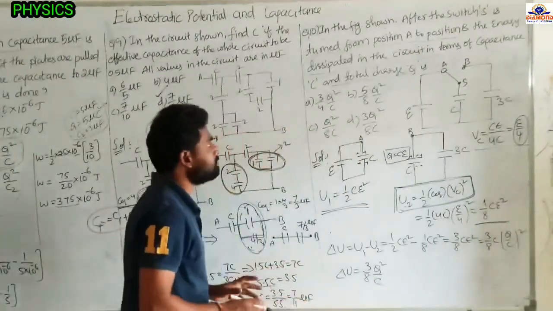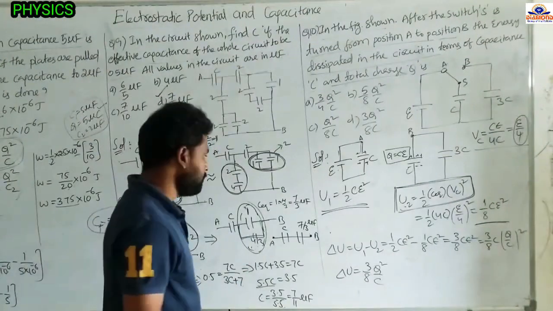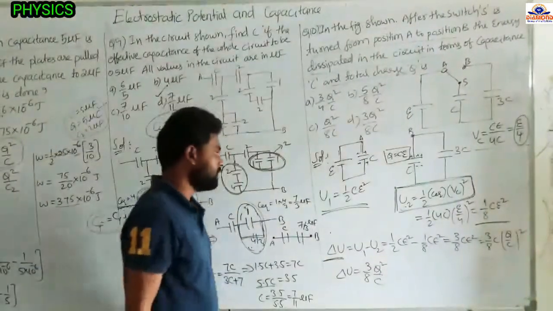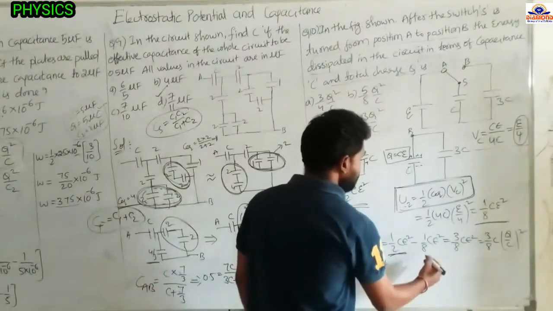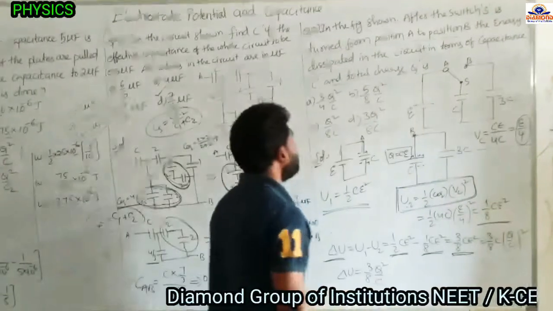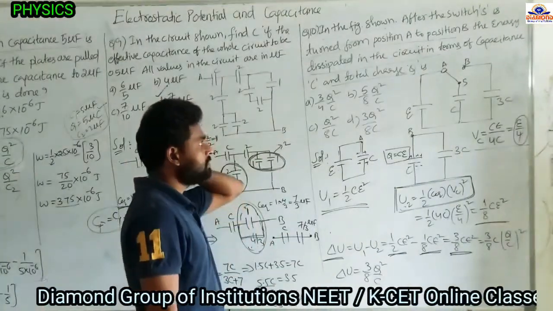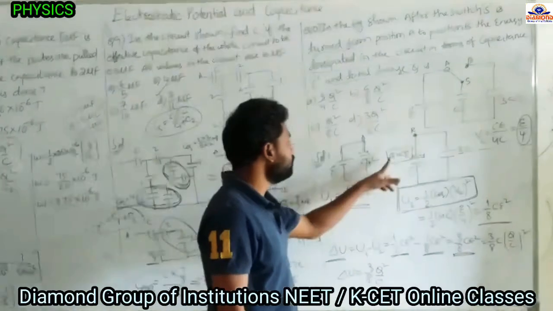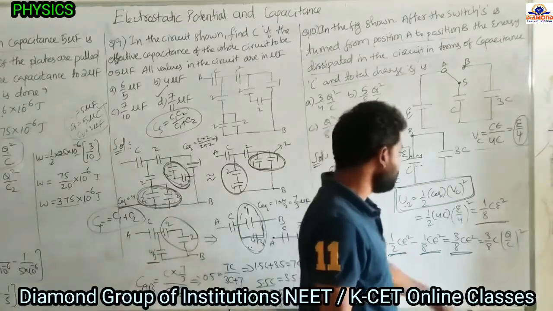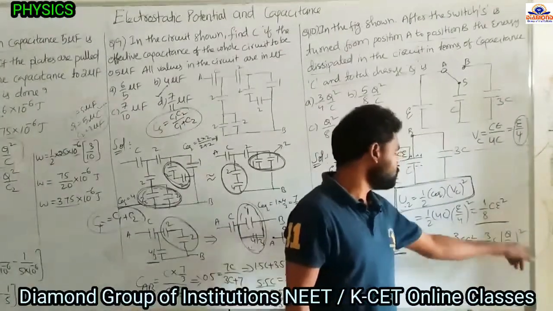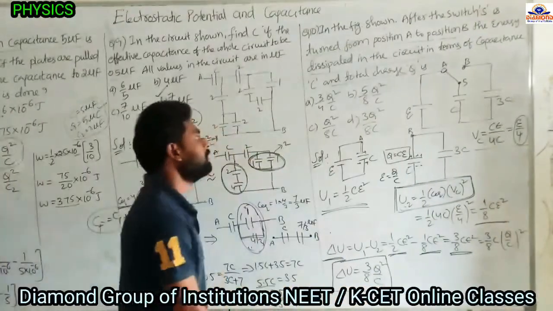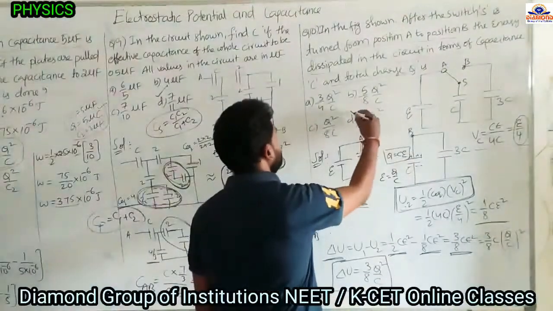So some energy has been dissipated. Energy dissipated equal to the initial energy minus final energy. Initial energy is half C E square, final energy is 1 by 8 C E square. From that we will get 3 by 8 C E square. But they are asking the energy dissipated in terms of the capacitor C and the total charge Q. So Q equal to CE, from this E equal to Q by C. In place of E, substitute Q by C, so Q by C whole square. After simplification we are getting the energy dissipated is 3 by 8 Q square by C. So option D is the right answer.